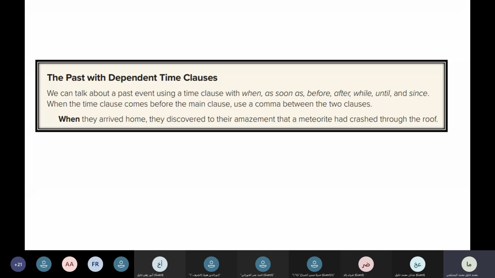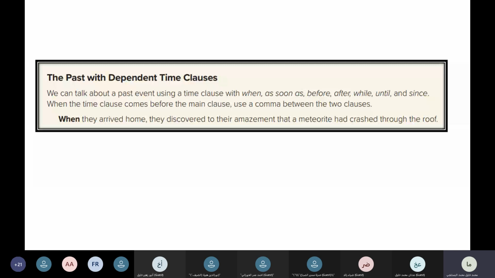Good. Again, if we talk about a past event using a time clause with when, as soon as, before, after, while, until, and since, when the time clause comes before the main clause, use a comma between the two clauses. Look at the example. Here we start with what? With the dependent clause, or the time clause. "When they arrived home," comma, "they discovered to their amazement that a meteorite had crashed through the roof." Okay.